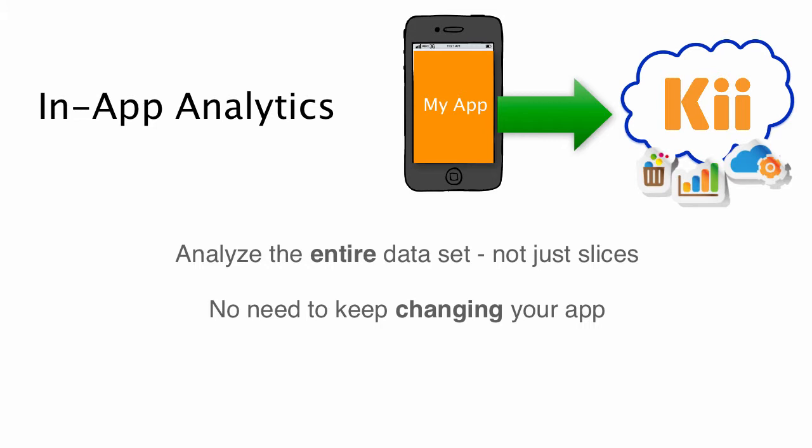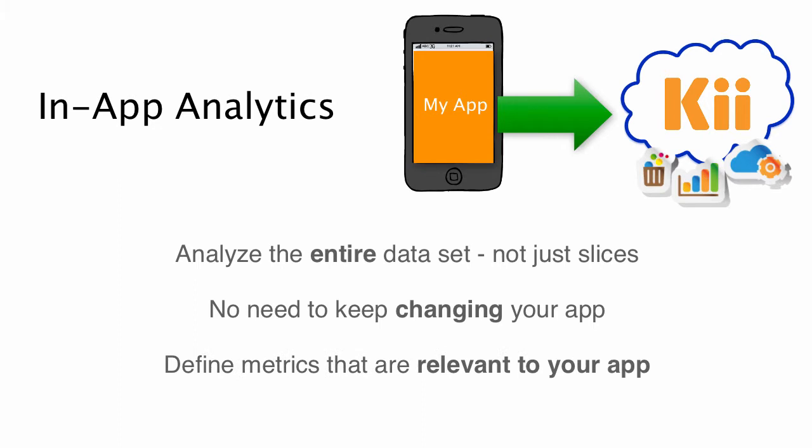Another great thing is that you can define metrics that are relevant to you. So when you open up the console, you're not seeing the cookie cutter metrics that Flurry or Google Analytics might provide, but you're seeing application data in your own terms, based on what your data schema looks like. And this is very valuable for you to actually figure out what your application is doing in your application's terms.